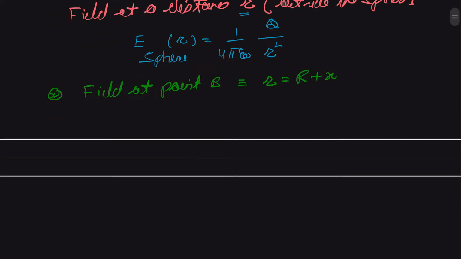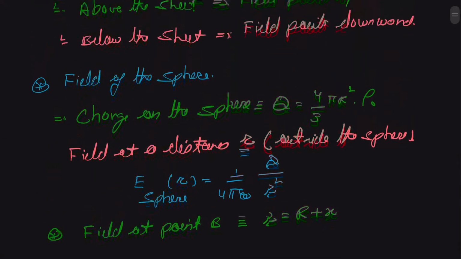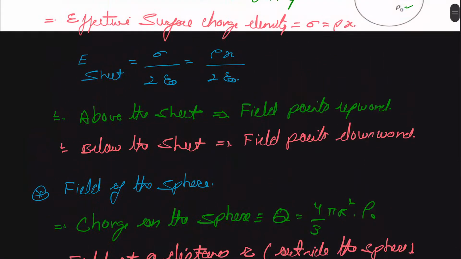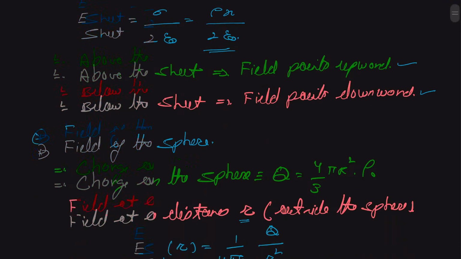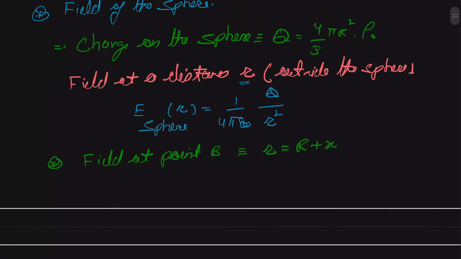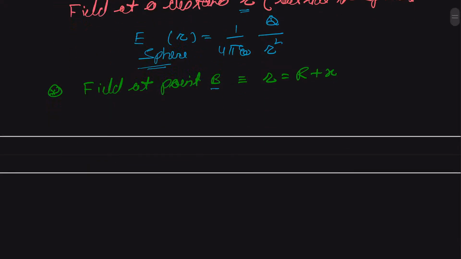Therefore, we can write, now we have the field due to sheet is rho x upon 2 epsilon naught, and above the sheet it will be upward and below the sheet it will be in the downward direction. So now we find out the field at point B, that will be the field due to this sphere and the field due to the sheet. Therefore, we can write the total upward field.